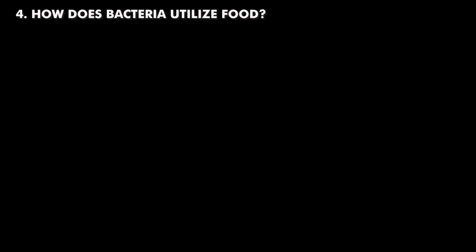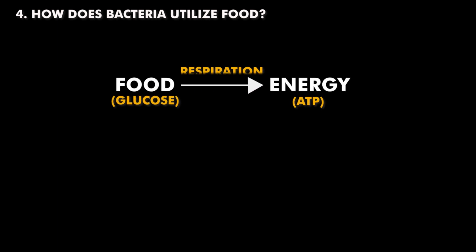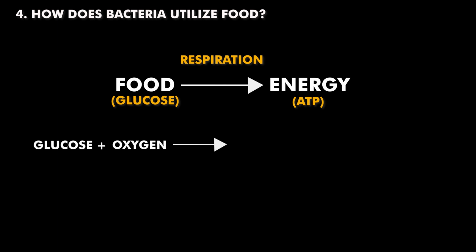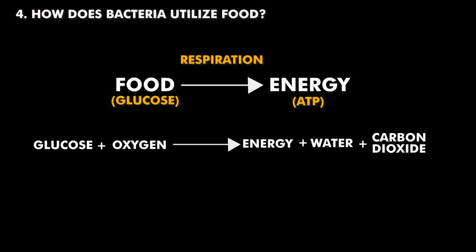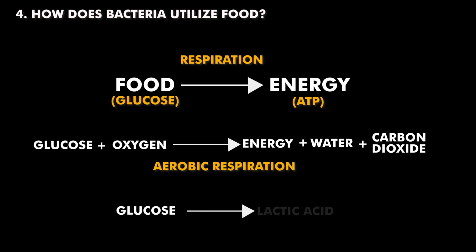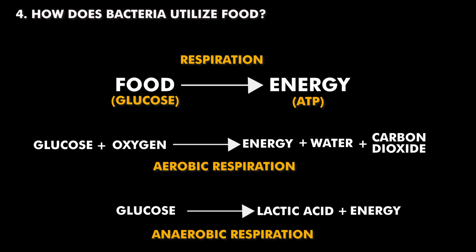Question 4. How does a bacteria utilize food? Respiration is the process by which food is used to generate energy and for growth. When respiration takes place with oxygen, it is called aerobic respiration. And when oxygen is not involved in respiration, it is called anaerobic respiration. Bacteria can perform both aerobic and anaerobic respiration.